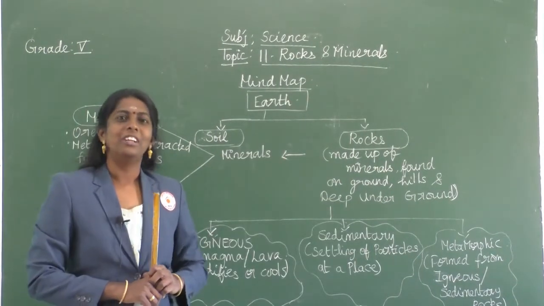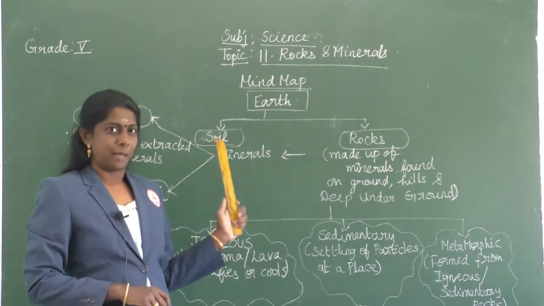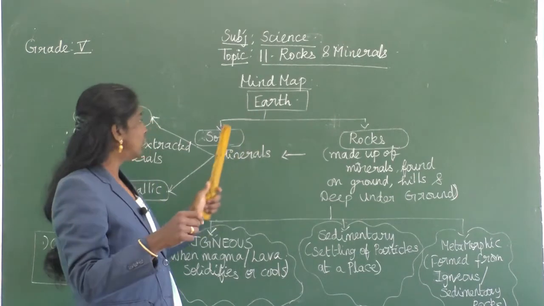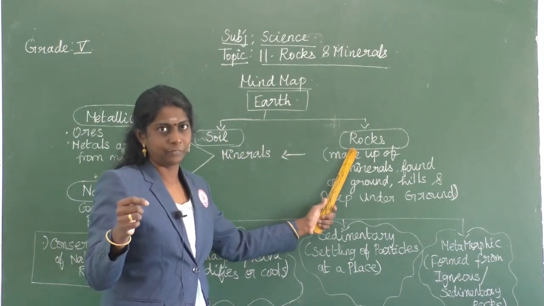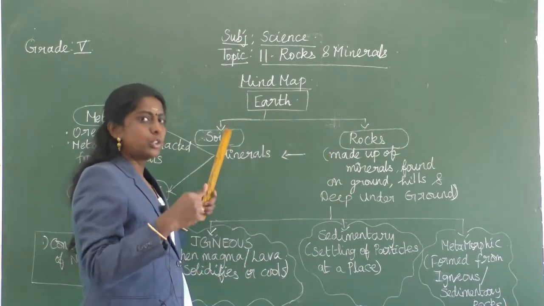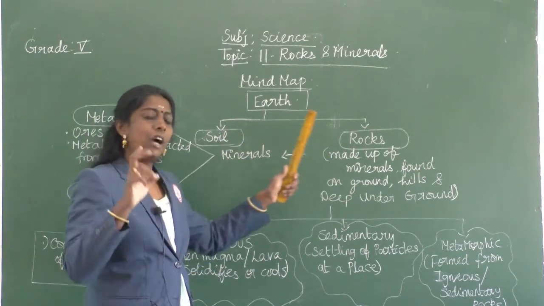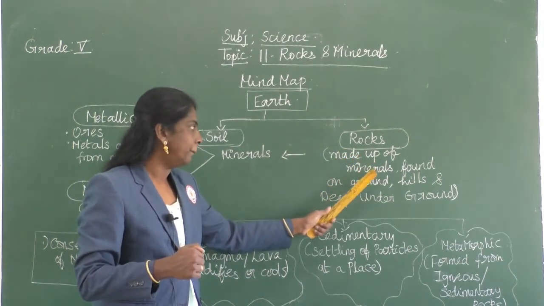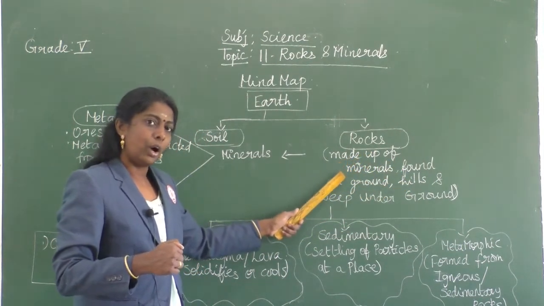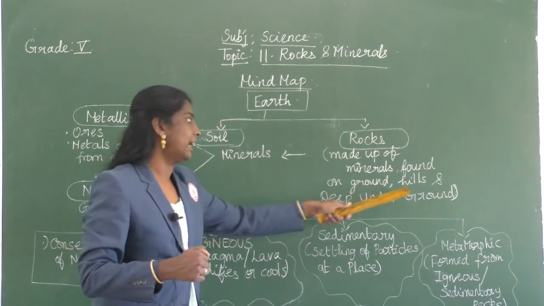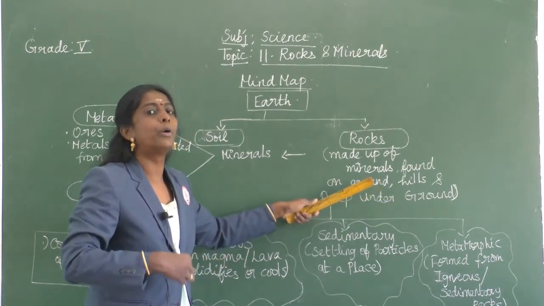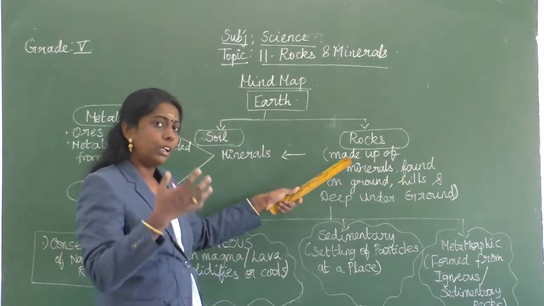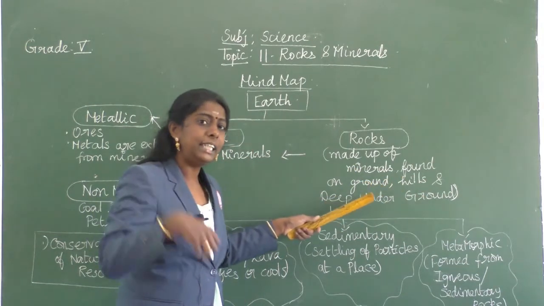Now let us learn about the mind map for this chapter. So you all know earth. Earth is composed of soil and rocks. You all know about soil. Now about rocks. What do you mean by rocks? They are made up of minerals found on the ground, hills and deep underground.